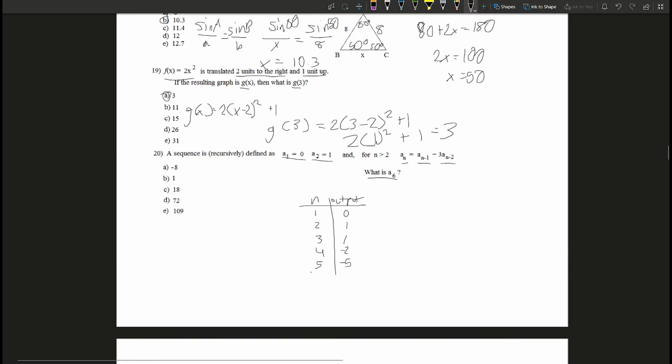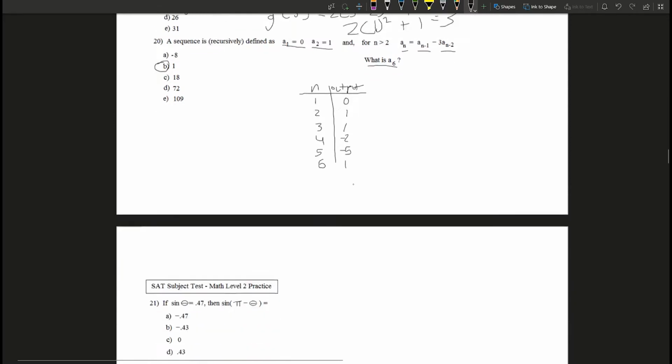Then for a sub 6, we're going to have 6 as n, and then it's going to be negative 5 minus 3 multiplied by negative 2, so that's going to come out to be 1. So we have a of 6, that's 1, and that's letter B right here.